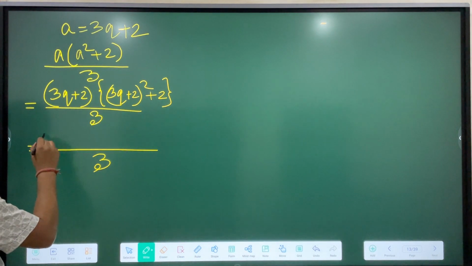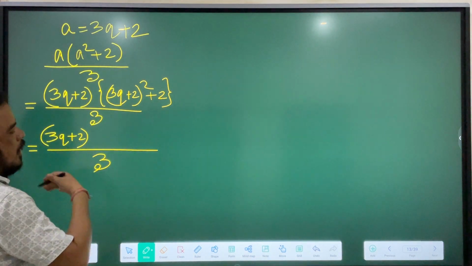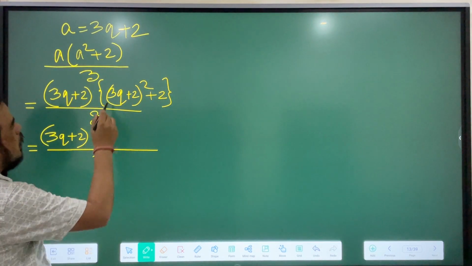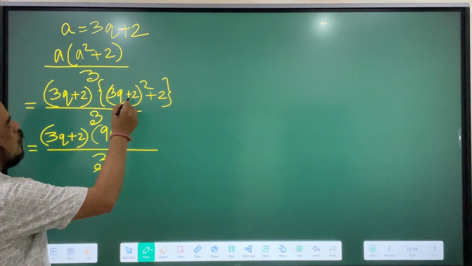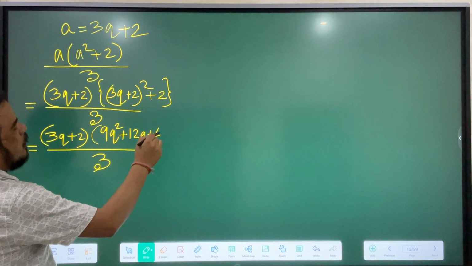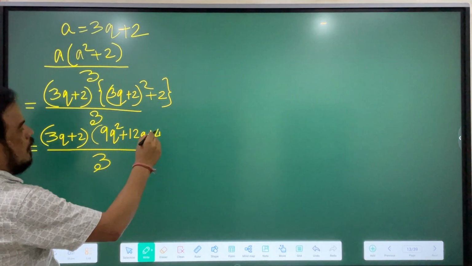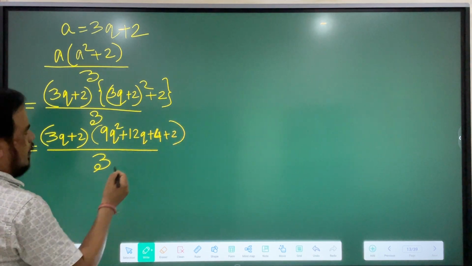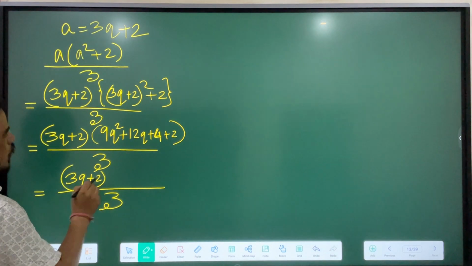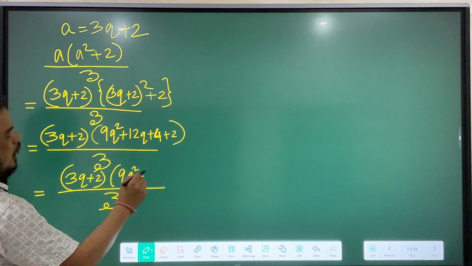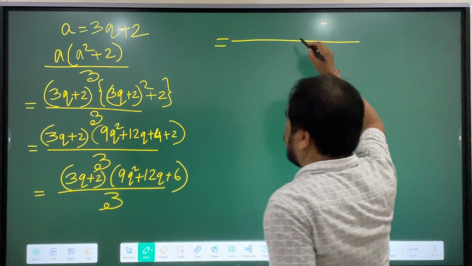There is nothing to it other than doing the calculation, but the calculation must be done in the correct way. If there is one silly mistake, everything will be wrong. Okay, 3q whole square is 9q square, twice ab is 2 into 3 into 2, which is 12q, plus 4, plus 2. So we have 3q plus 2 into (9q square plus 12q plus 6) by 3. Now we can take 3 common here also.